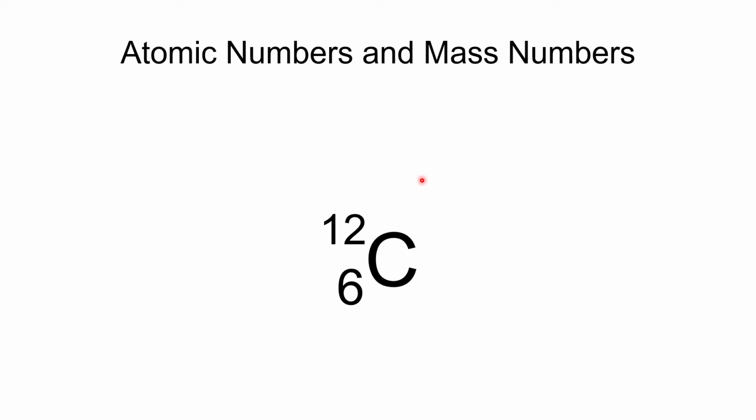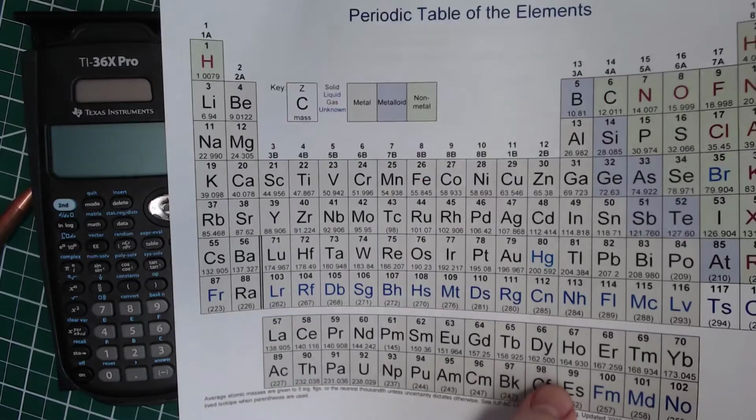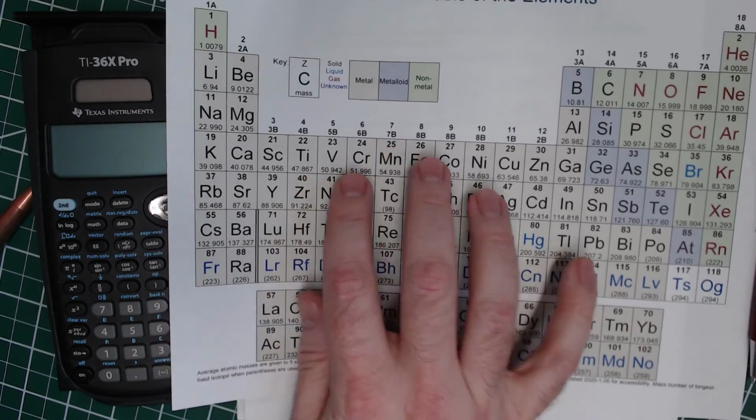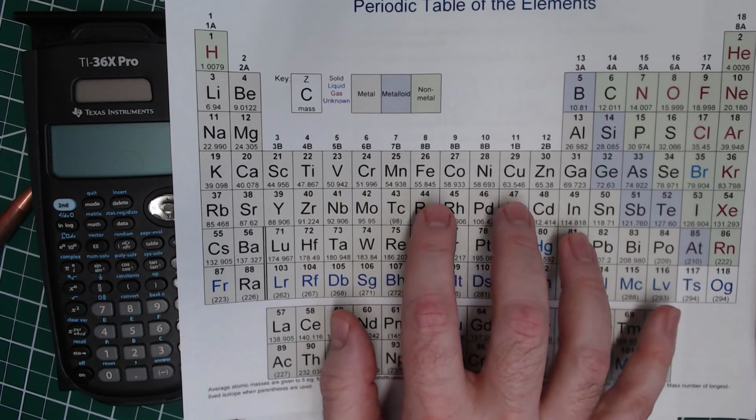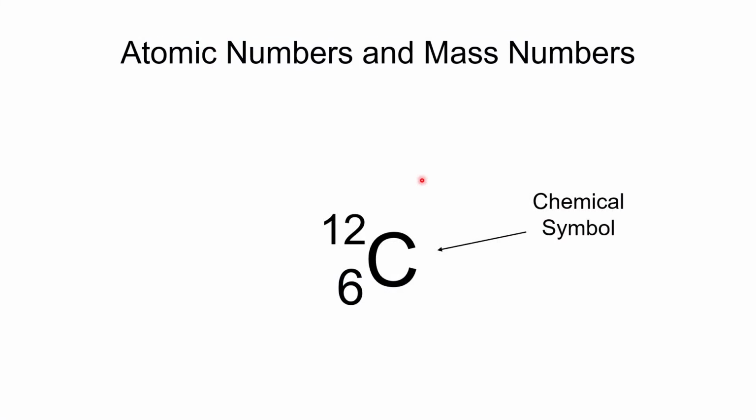First of all, when we have this format, the letter, of course, is the chemical symbol, and you're quite familiar with that on your periodic table, which I'm going to show you real quick. So here's the periodic table. We've got all of the symbols here. That's something you're quite familiar with. So that is our chemical symbol.